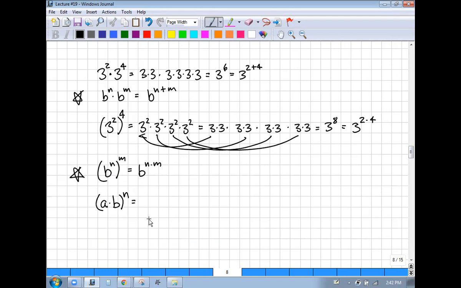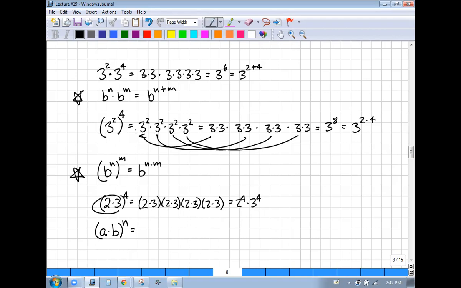All right, well, let me do a generic. Let's say I have 2 times 3 to the 4th power, right? Well, that's going to be 2 times 3, 2 times 3, 2 times 3, 2 times 3. These are all multiplied together. How many 2's do I have? 1, 2, 3, 4, right? How many 3's do I have? I have 4 of them.